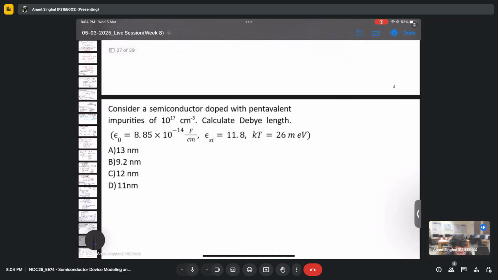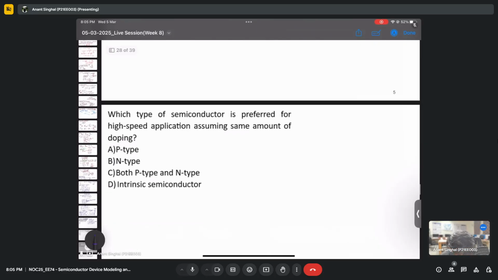It says consider a semiconductor. Okay, let's leave it. This is a concept called Debye length, which also comes under a derivation.